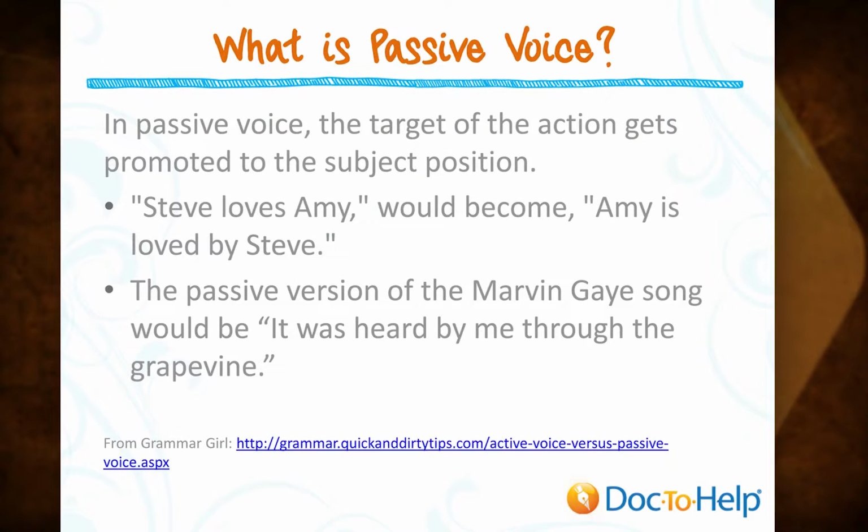In passive voice, the target of the action gets promoted to the subject position. Instead of saying Steve loves Amy, you would say Amy is loved by Steve. The subject of the sentence becomes Amy, but she isn't doing anything. Rather, she is just the recipient of Steve's love. The focus of the sentence is changed from Steve to Amy.